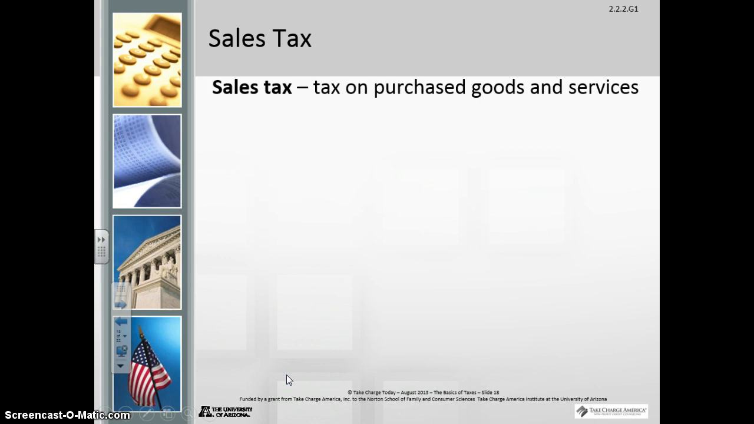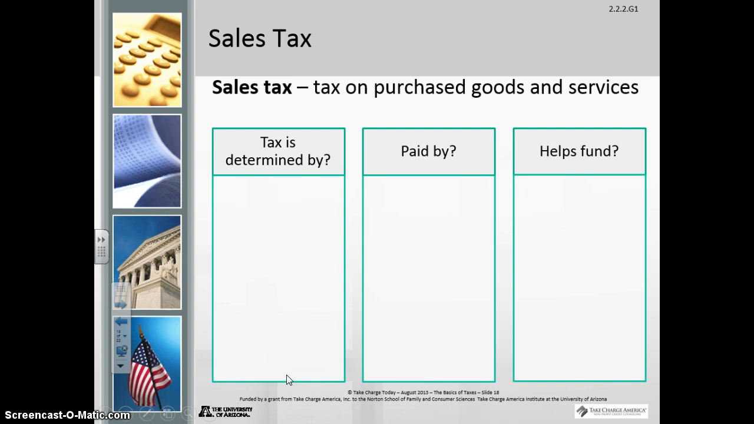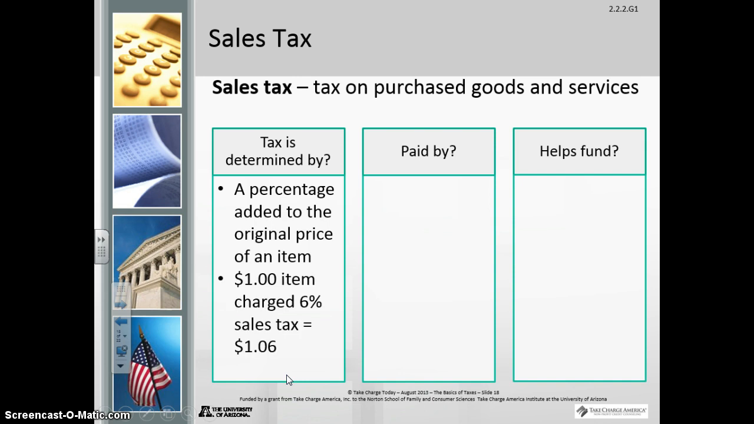Sales tax. Most of you already know what sales tax is. Tax on purchased goods and services. The tax is determined by a percentage added to the original price of an item. For example, if an item costs $1, the item is charged 6% sales tax. Okay, 6% of $1 would be 6 cents. So your total amount is $1.06. Paid by anyone who purchases an item charged with sales tax.